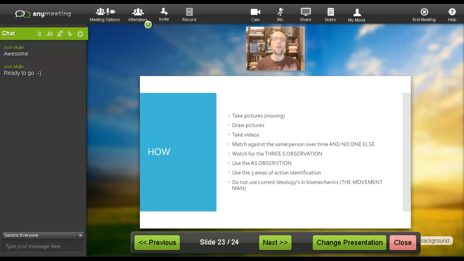Match these against time. Same person against same person against same person. You do it with heart rate training. You do it with numbers in a strength program. Do it with your motion. Watch for the 3 S's, simultaneous, successive and sequential. Look for the AS, observations.